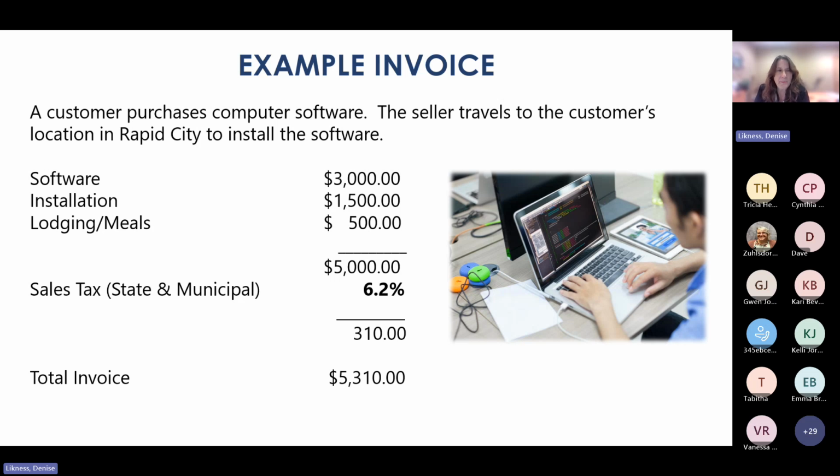So we talked a little bit about reimbursable expenses prior to this, and this is an example of reimbursable expenses. This customer purchased some computer software, and the seller of the software traveled to South Dakota to the customer's location in Rapid City to install the software. The software was $3,000. The installation of that software on the computer was $1,500. And then they also billed them for lodging and meals, $500. Of course, those lodging and meals had sales tax included when they bought the food or stayed at the hotel. So that total amount was $5,000.